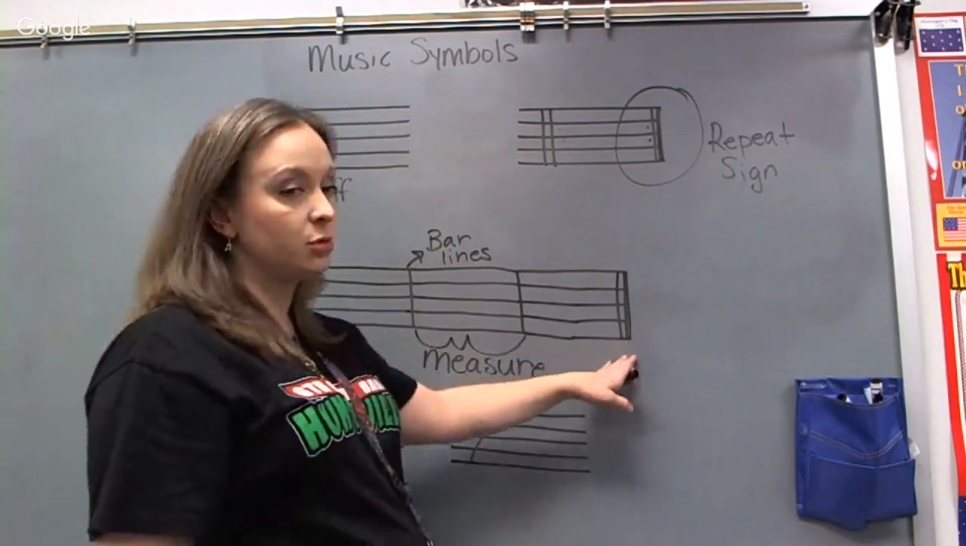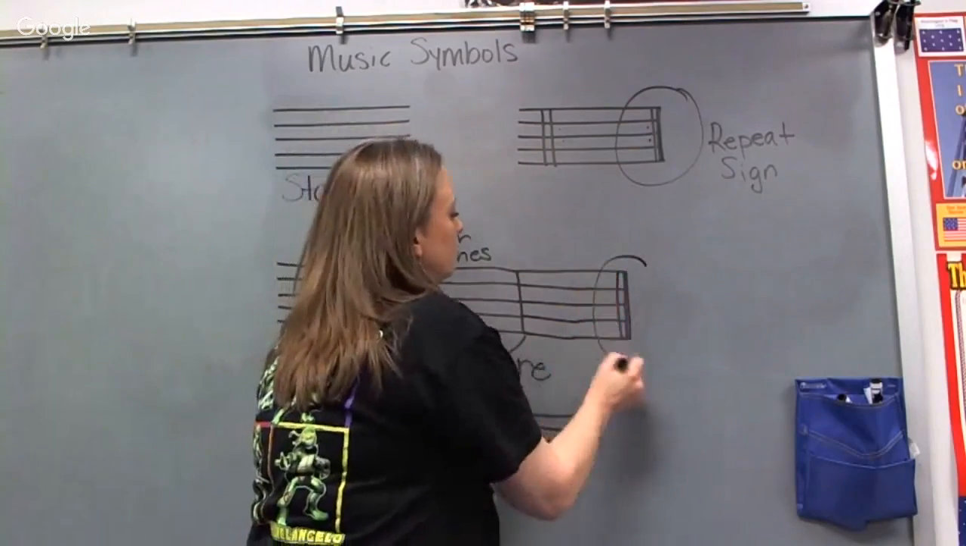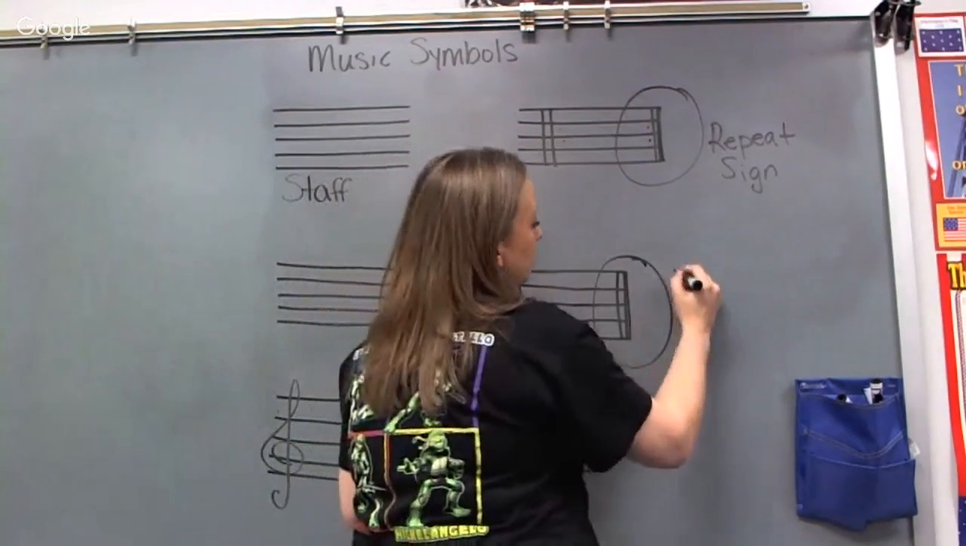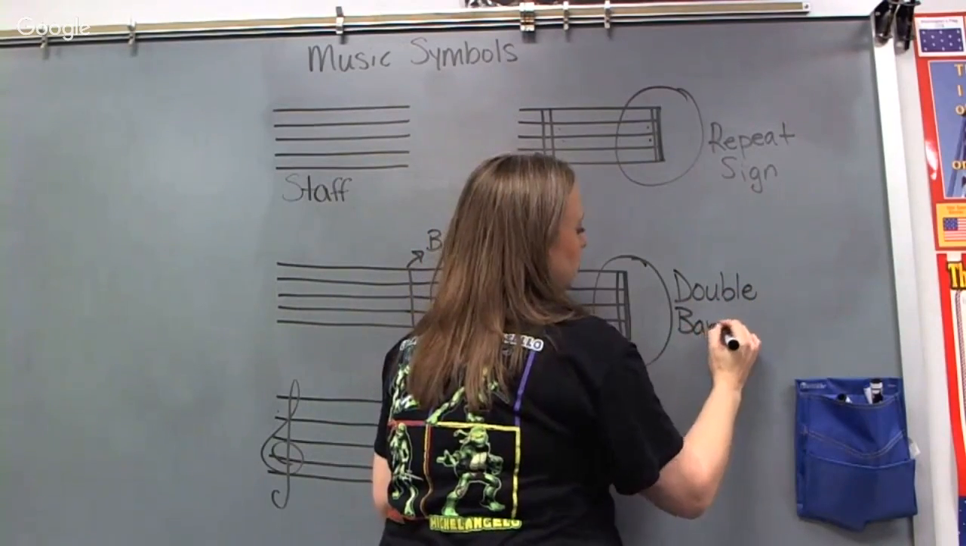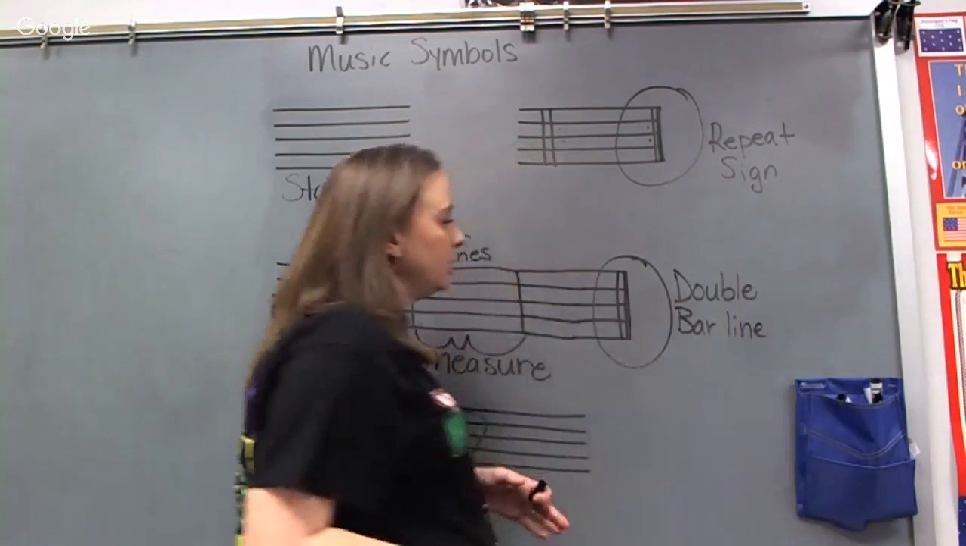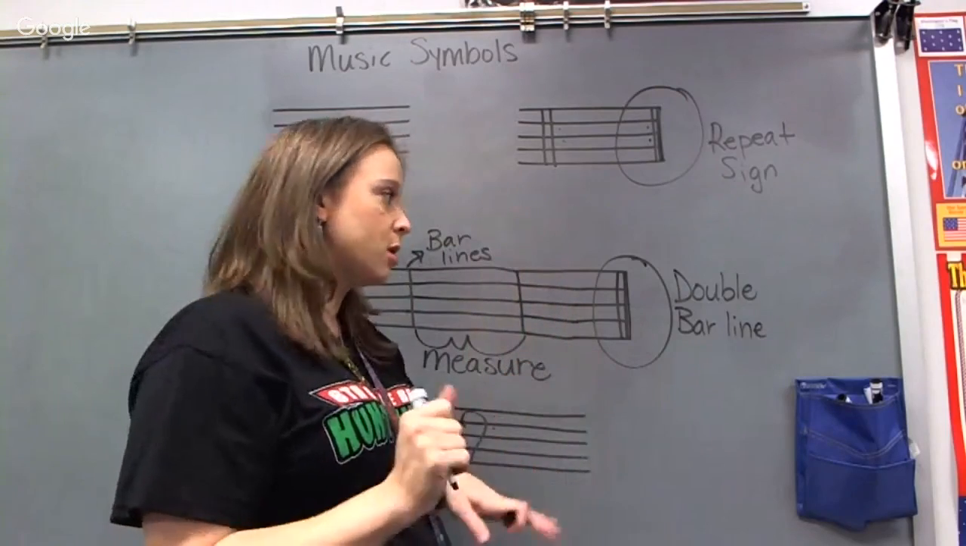The very end of your music, you may see this symbol right here. That is a double bar line. And a double bar line tells you that that is the end of your music and you are done.